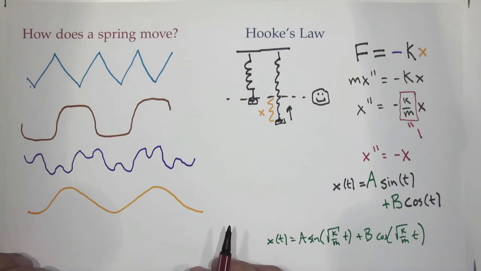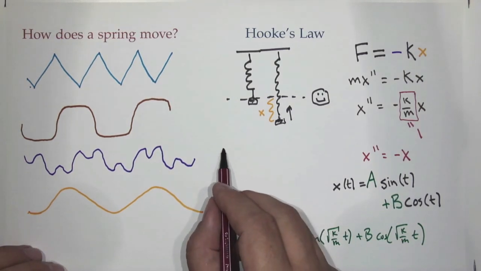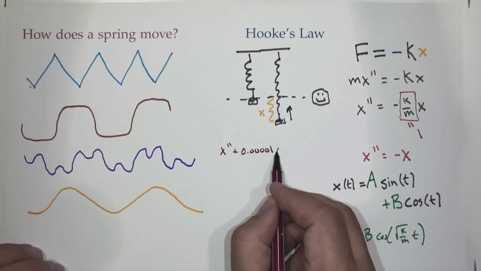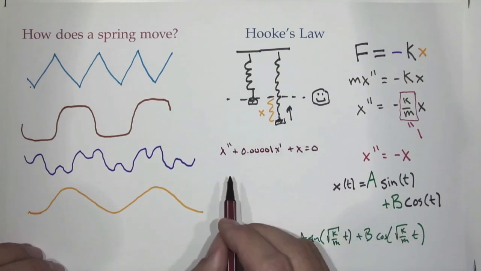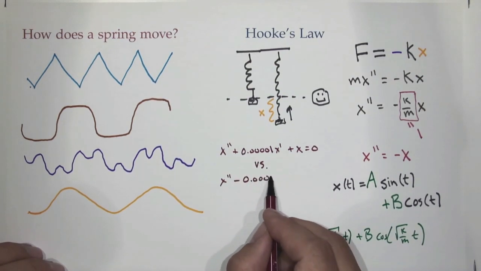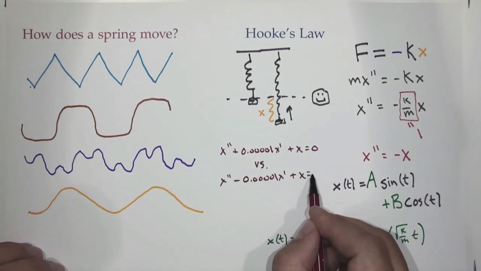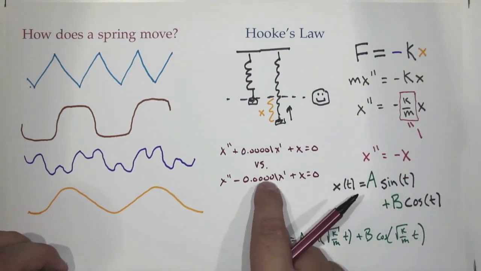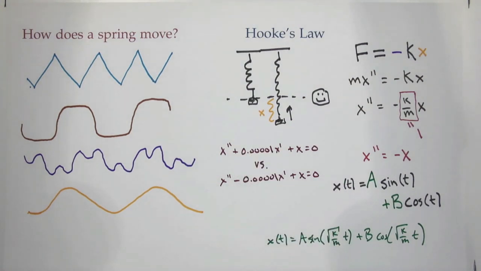And you might say, well, could there be something interesting? You could imagine they have x double prime plus 0.00001 x prime plus x equals 0. And you might compare it to x double prime minus 0.0001 x prime plus x equals 0. Another way you could have written this is x double prime plus x equals 0. So we could add just a little tiny bit, or maybe we could subtract. You might say, could this really make a big difference, this extra term here? What do you think?